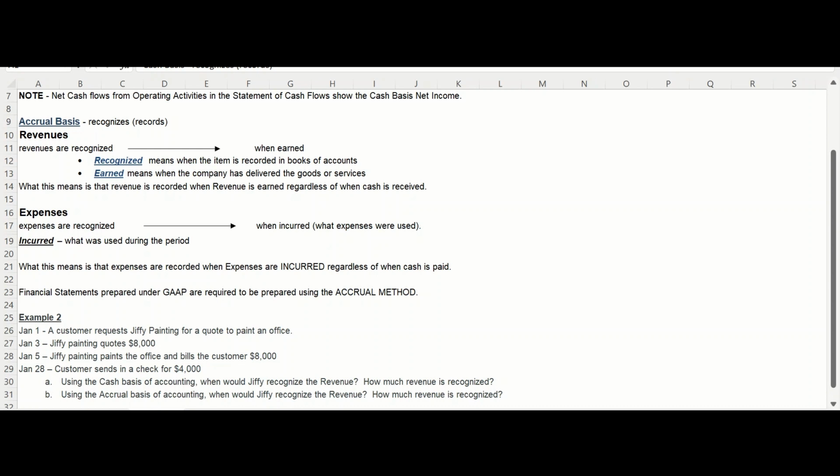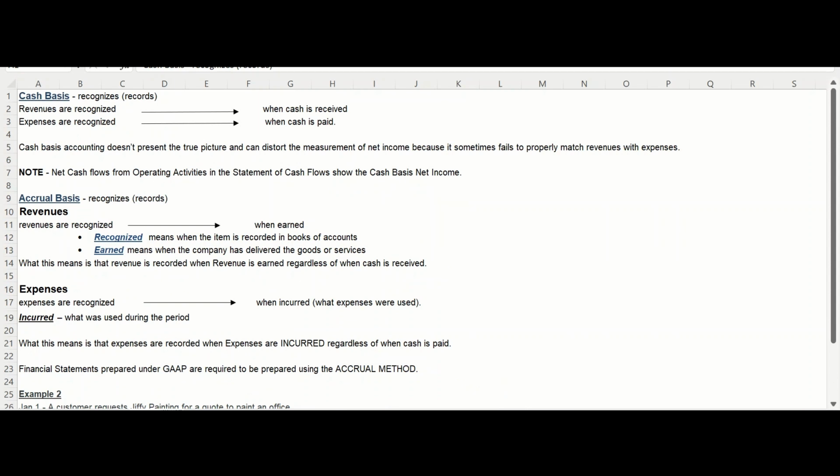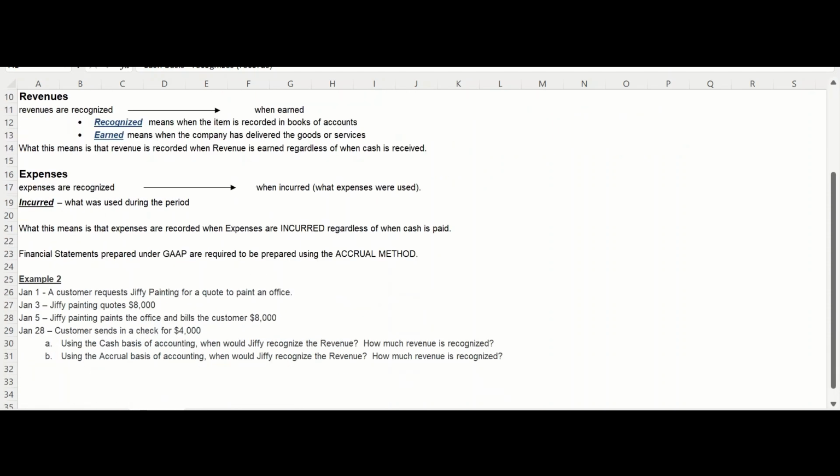Letter A says, under the cash basis of accounting, when would Jiffy recognize revenue and how much revenue is recognized? So if we go back up and look at the cash basis of accounting, we see that revenue is recognized when the cash is received. So when did Jiffy receive cash? Well, on January 28th, the customer sent a check for $4,000. So on January 28th, cash is received, revenue is $4,000.